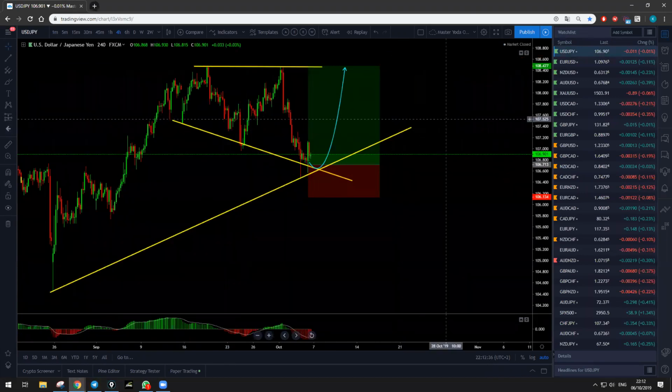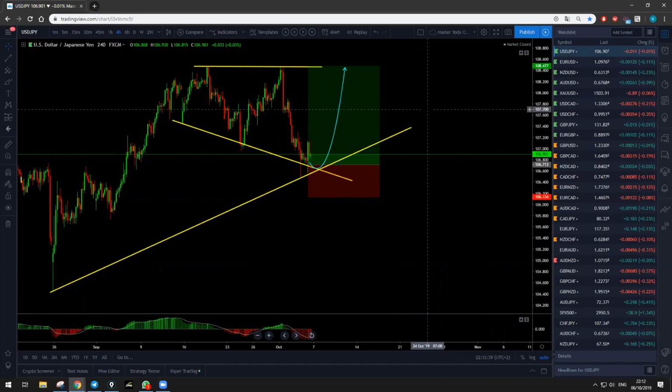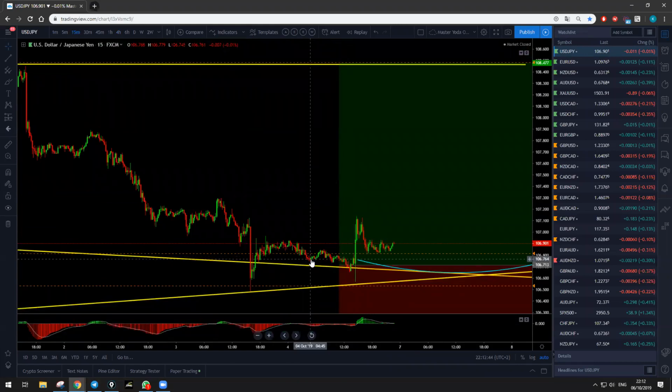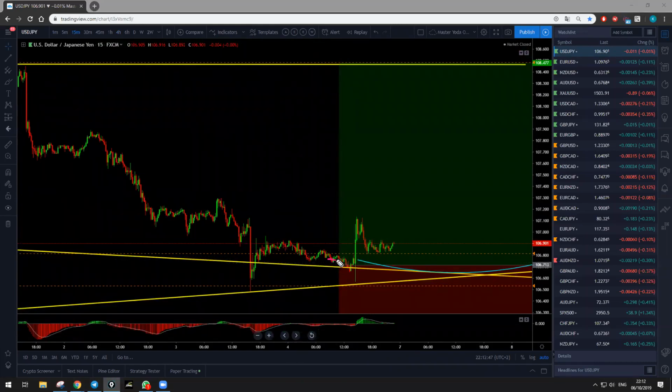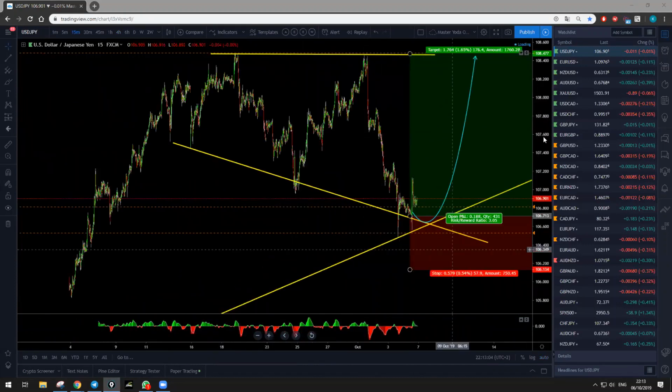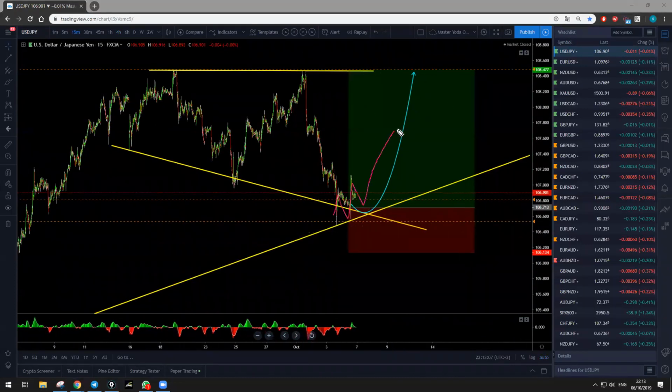USD JPY. I was a buyer from Friday. Friday morning I bought it over there, here. That's where my buy is, and I'm still holding and will hold it until we see price hit that top. As you can see, there is my entry. My stop loss is still below that low, and we'll see how the price behaves over there. I do expect a wave to the upside, otherwise I will manage it and close it at break even.